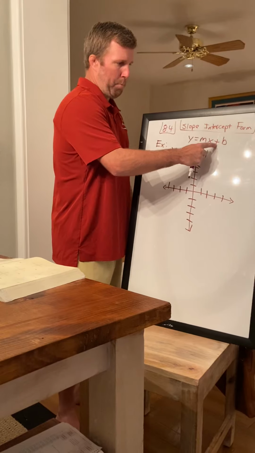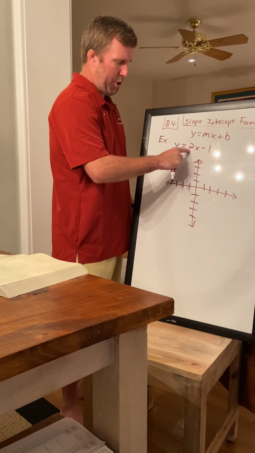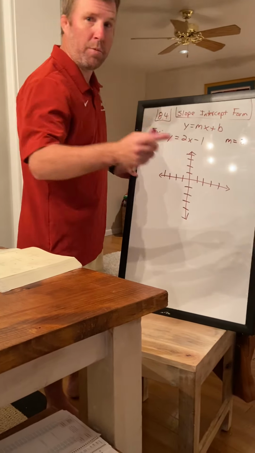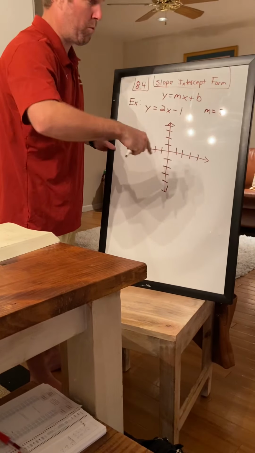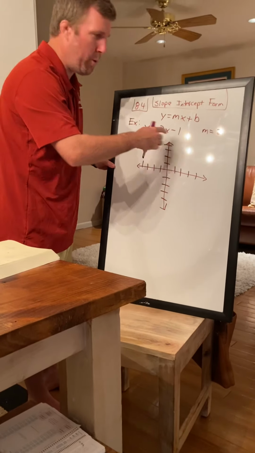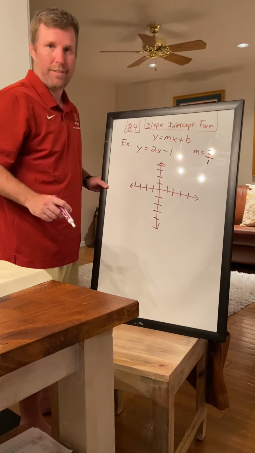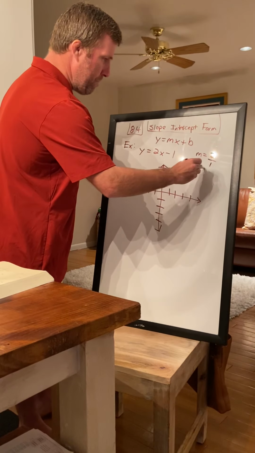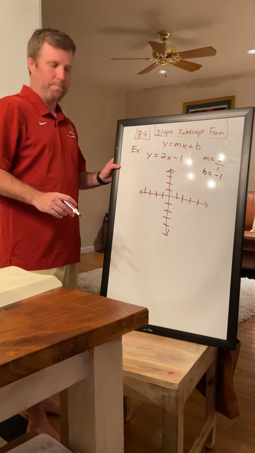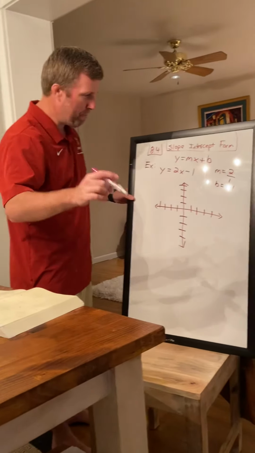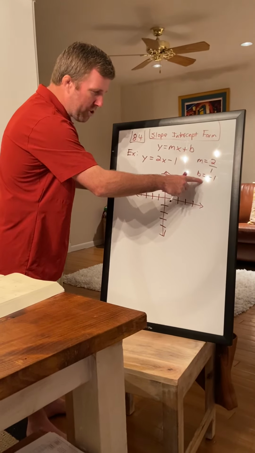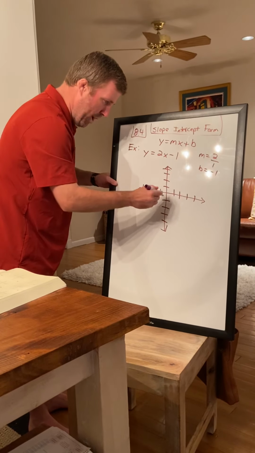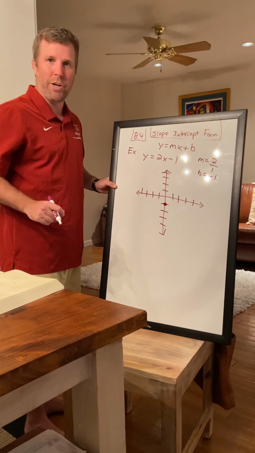Y equals mx plus b. The m is 2. But wait, we want the slope to be a fraction. Rise over run. Well, don't we know the whole number 2 is the same thing as 2 over 1? Yes. And the b here, the y-intercept, is negative 1. So here we go. It's this easy. Always start at the y-intercept. It's going to cross this y-axis at negative 1. That's where we're going to start.